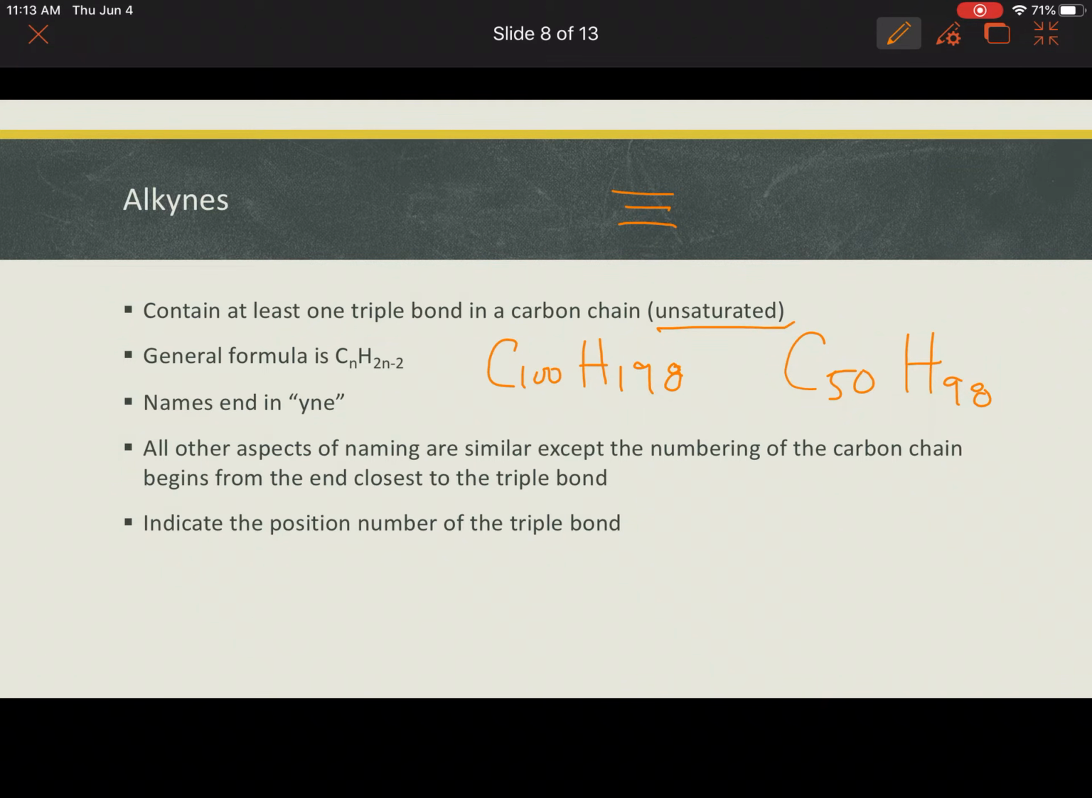So the ending, instead of ane or ene, will end in yne. All other aspects of naming are the same, and then you indicate the position number of the triple bond. So let's go through a couple examples here.